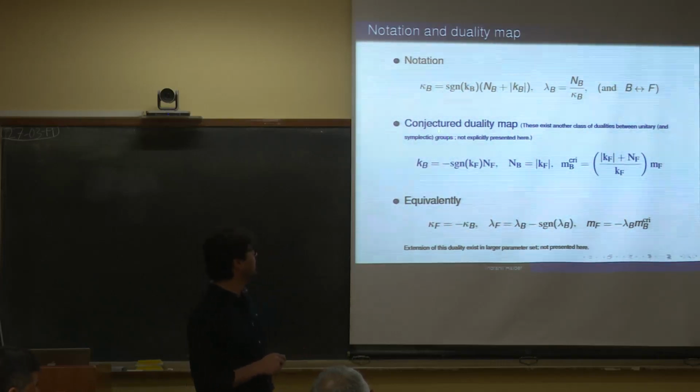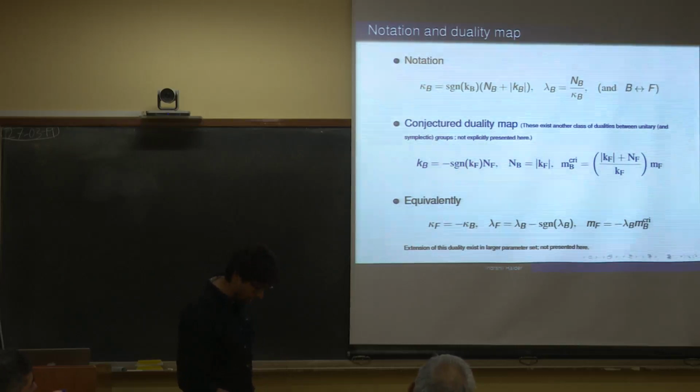So the duality between these two theories is that Kb is related to Nf. On one side, the rank of the theory is related to the level of the theory. This is why it is like a level-rank kind of duality, and the masses of both theories are related in this precise manner.